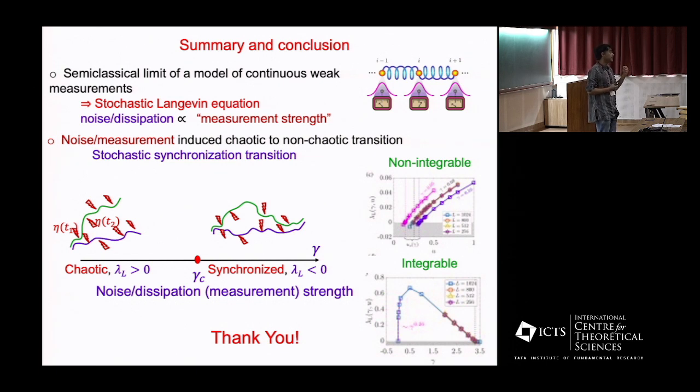Another thing is how often you do the measurement, with the ancilla. That is what determines the measurement strength, how strongly you do the measurement. So you can tune it from weak to projective measurement. The broader, the weaker.